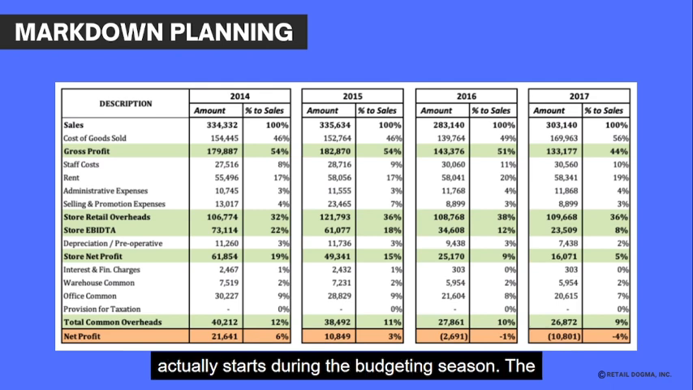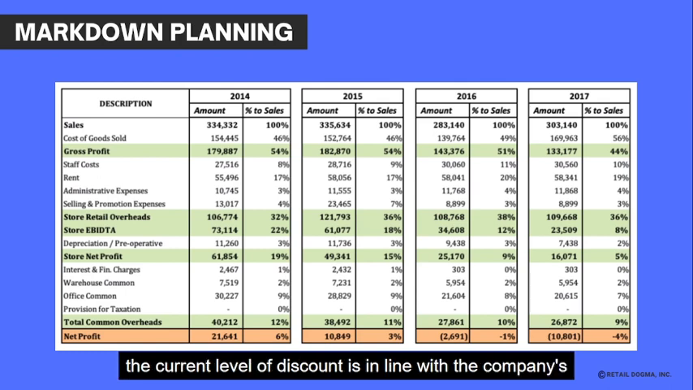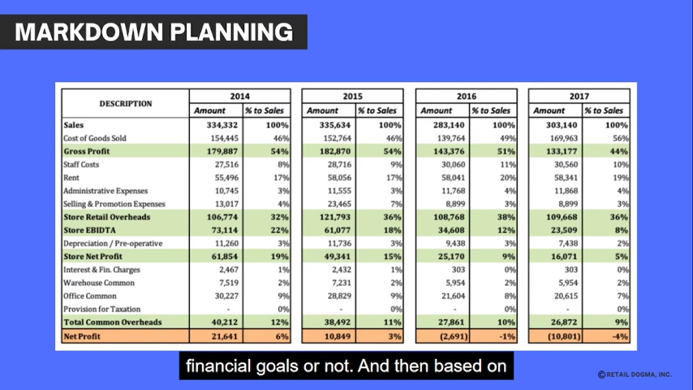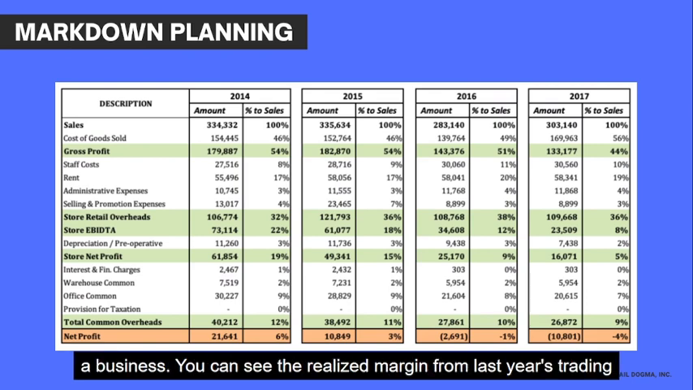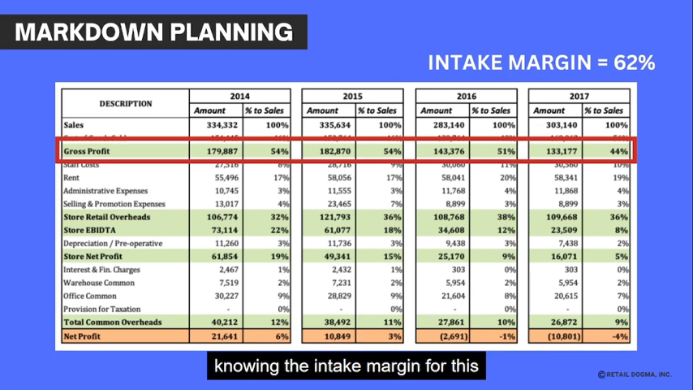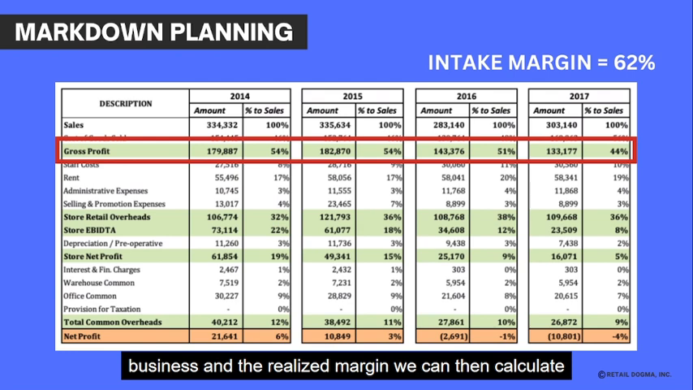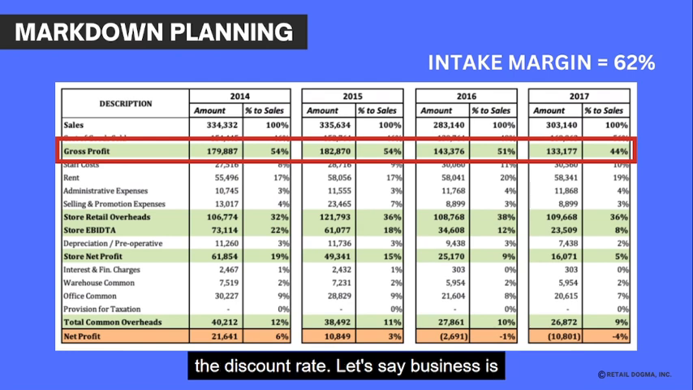During the budgeting season, the business evaluates its discount rate and decides whether the current level of discount is in line with the company's financial goals or not. And then based on this analysis, determines the optimal discount rate target for the business. For example, looking at the P&L of a business, you can see the realized margin from last year's trading. Knowing the intake margin for this business and the realized margin, we can then calculate the discount rate.